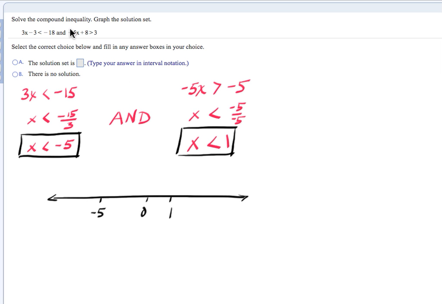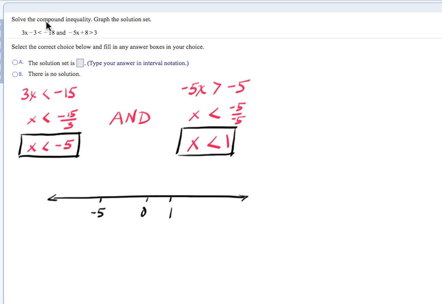I'm inside MyMathLab again. This problem was sent to me by a student who said that she has no trouble solving this, but she has problems writing the answer, the solution set. And so I wanted to essentially address her concerns. So I'm not going to solve this one per se. I've already done that right here, but I am going to talk about a few things.